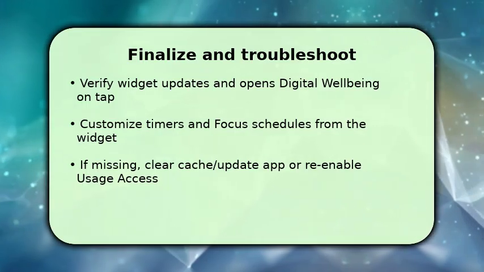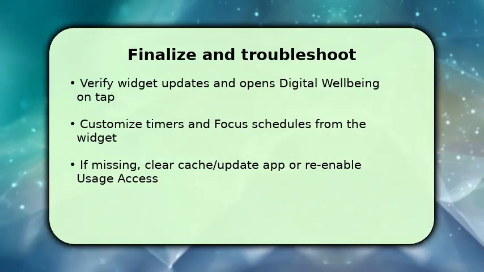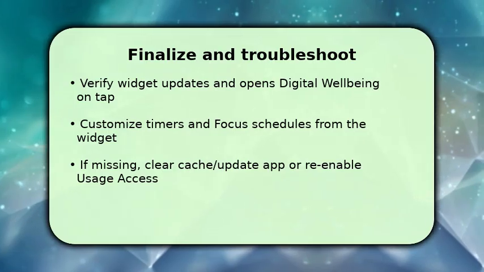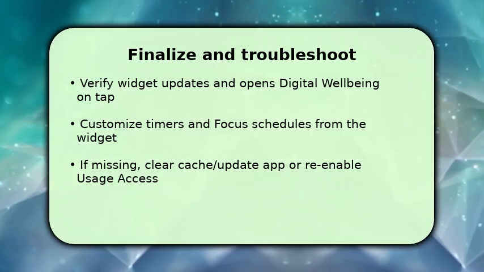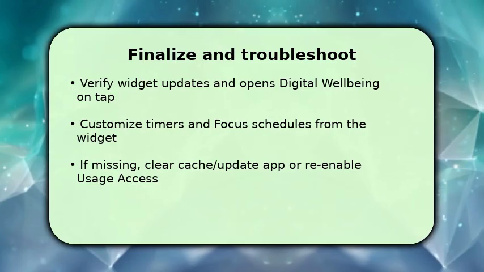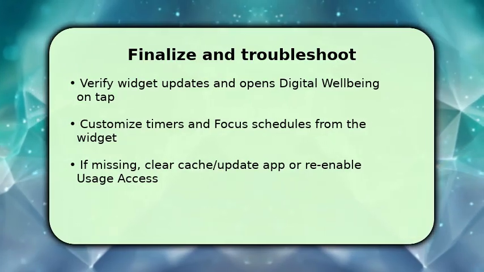Troubleshooting. If the widget is absent or fails, update the Digital Wellbeing app, clear its cache, reboot the phone, and re-grant usage access. This fix resolves most permission or caching issues quickly.